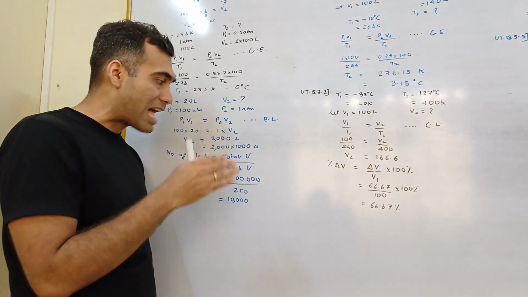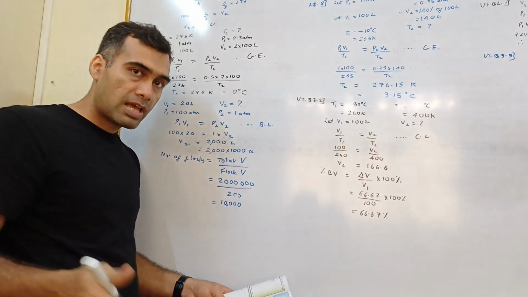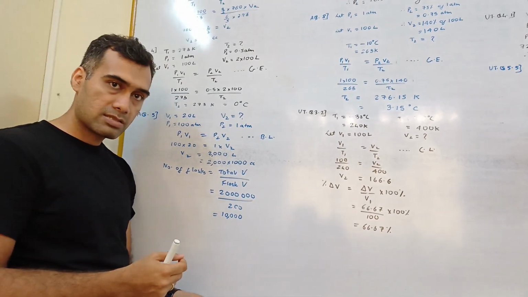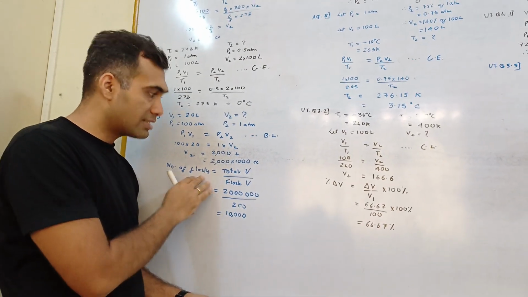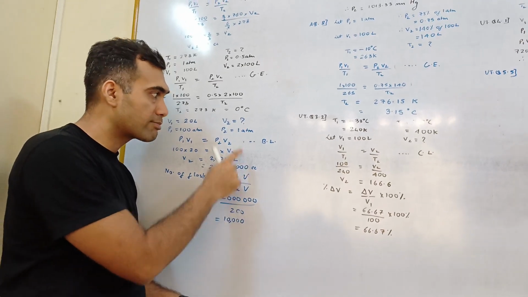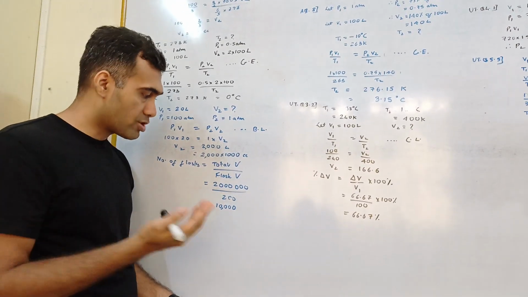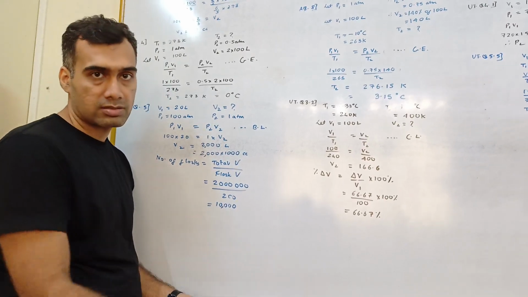Now this gas has to be filled in various flasks and each flask's volume is 200 cc. So the number of flasks is the total volume which we just found out by using Boyle's law divided by the volume of one flask, which is coming out to be 10,000 such flasks. Next, AQ number 6.